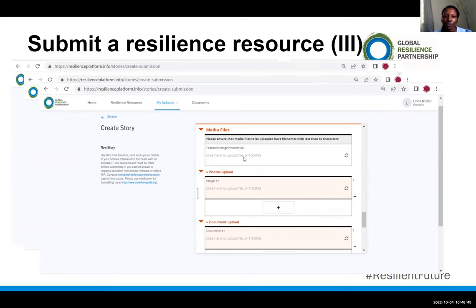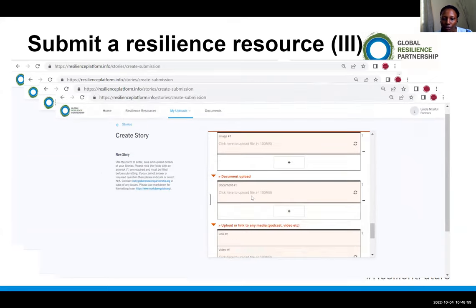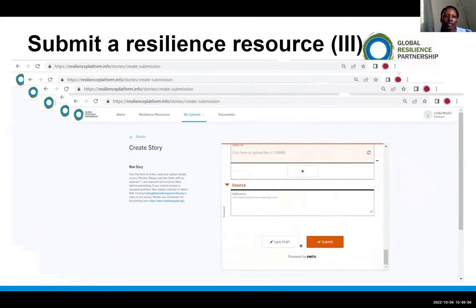And also please take note of the upload file limit, which is it should be less than 100 megabytes. So anything more than 100 megabytes will not be uploaded successfully onto the platform. Okay, so once you provide all your media files, then you can come to the end of the form by providing your source.